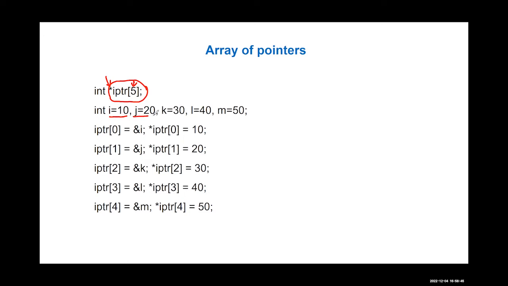I'm declaring the normal variables i, j, k, l and m and giving them values. When I say i, j, k, l, m, memory is going to get allocated for each, isn't it? So the values I am going to store here: i is 10, j is 20, k is 30, l is 40 and m is 50. So that is this line.